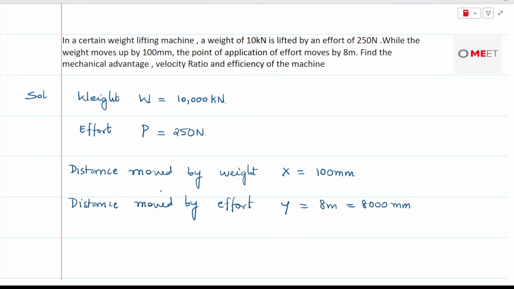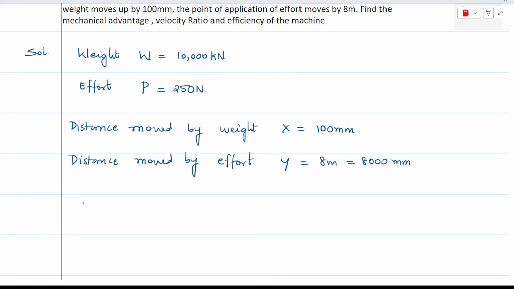Now first is the mechanical advantage. Mechanical advantage is expressed as load by effort. Load is 10,000 divided by effort is 250. So 10,000 divided by 250 will give us 40.